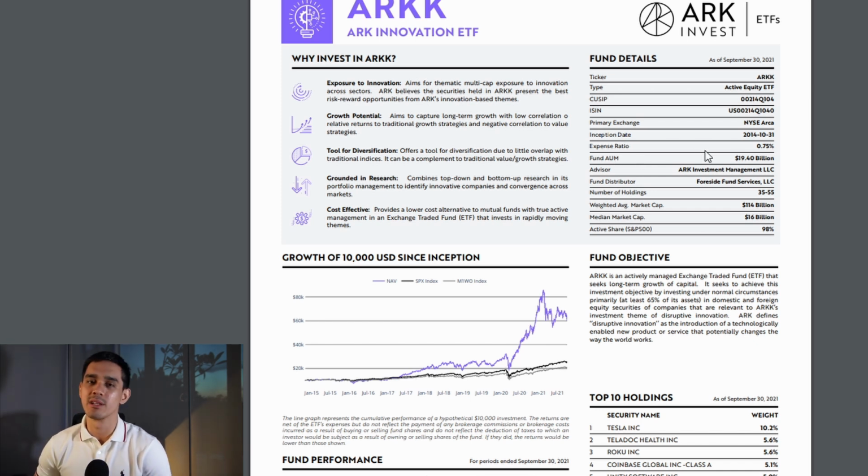So $19.4 billion. What this tells us is that people trust this fund manager, people trust ARK, that they're willing to put over $19 billion in this ETF. Number of holdings as well, 35 to 55. Then average market cap, median market cap. Those are sort of extras that ARK provides that not many other fund managers do.